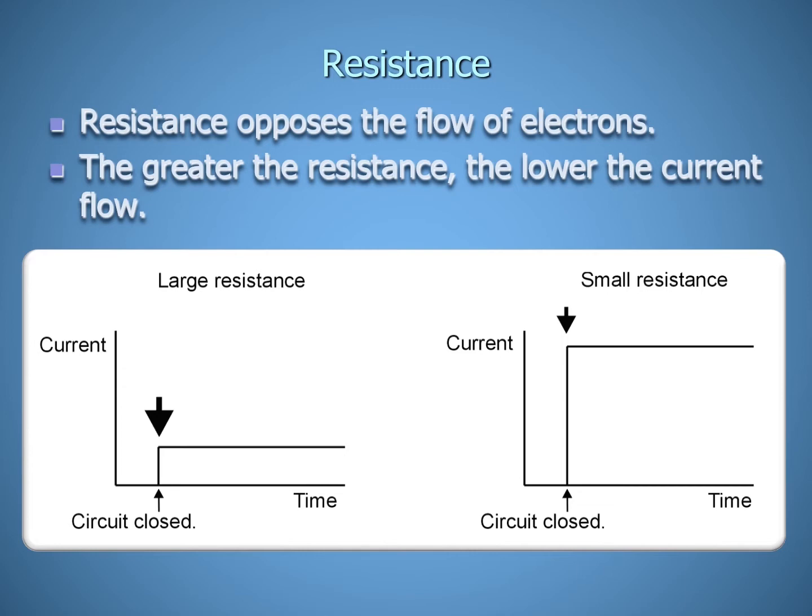Copper has a very low resistance, which is why we use that as our conductor, whereas nylon would have a very high resistance, which is why we would use that as an insulator. Depending on the level of resistance of the physical property of that material would also depend on the current flow inside that circuit. The higher the resistance, the lower the total current is going to be.